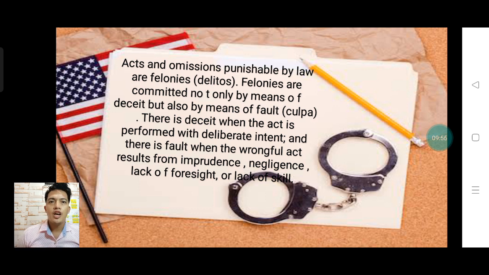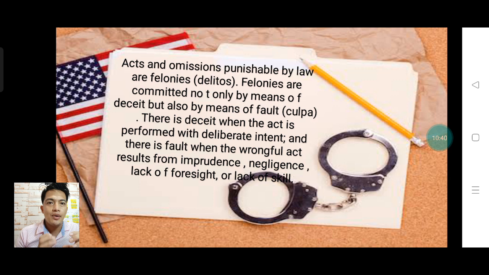Now, about intent. What is intent? Intent is the purpose used for a particular means to effect such result. Meaning, it is the purpose you use in order to commit a crime. Intent is different from motive. Motive is what we call the moving power that impels one to make an action for a definite result. But intent is the purpose being used for the particular means to effect such result.